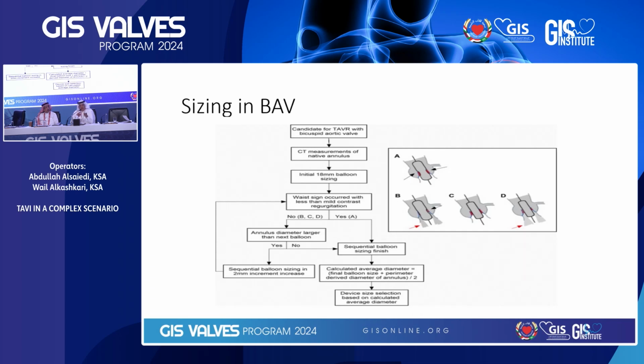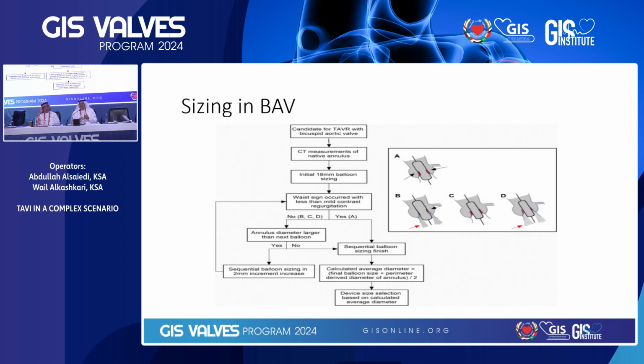The simple, blunt way is what you see in this picture. Usually with bicuspid, if the annulus takes, let's say, 29, I usually go to the number below. I downsize because we don't want any enfolding or any problem with the valve.